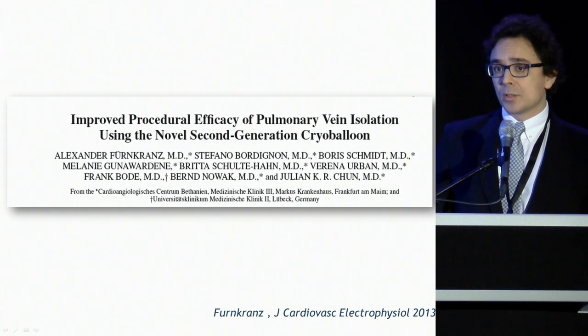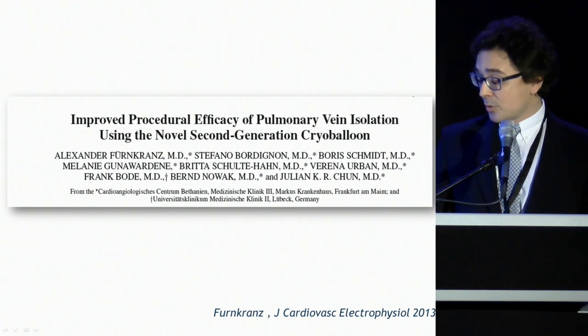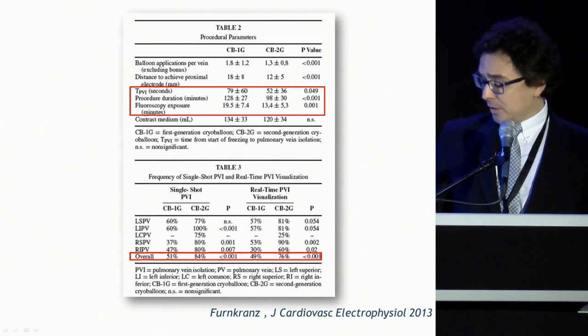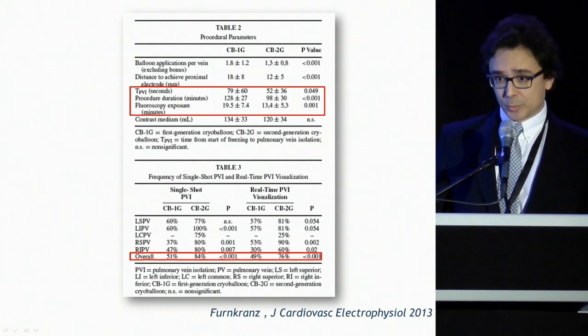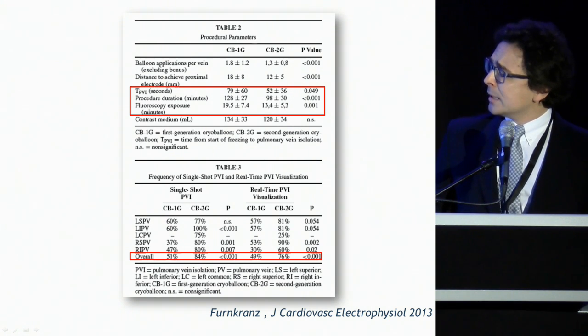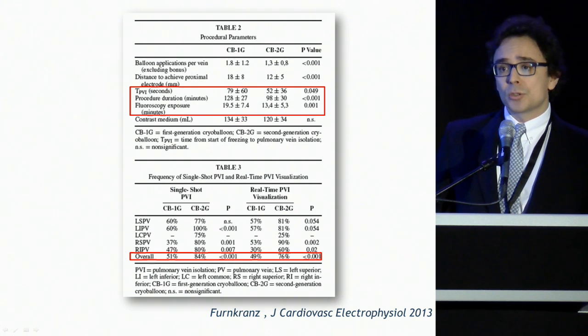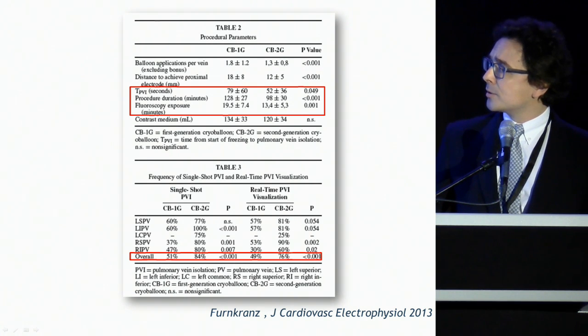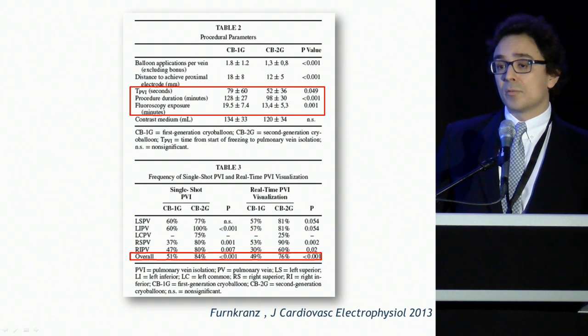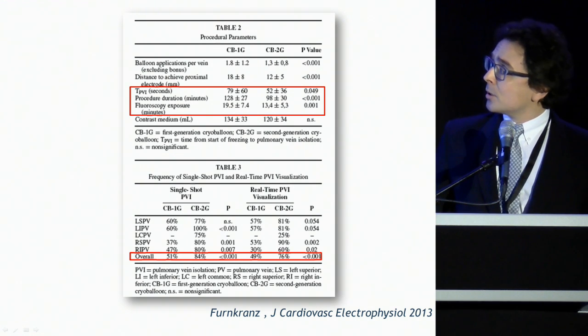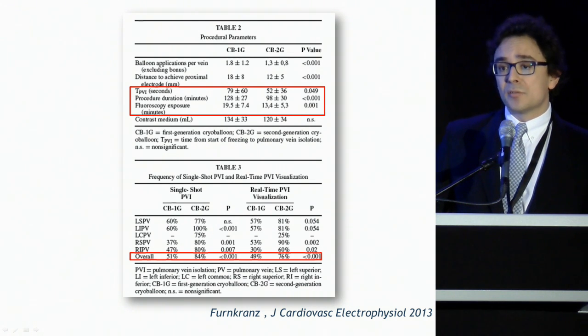So these were anatomical studies. What happens in human beings? Well, this was the first study which compared the outcomes between the first generation cryoballoon and the second generation cryoballoon. What immediately leaps to the eye is that the procedure duration was significantly shorter with the second generation cryoballoon, and this is a group from Frankfurt, which is a high volume center for this technology. The fluoroscopic exposure was also significantly lower, and the possibility of seeing real-time isolation was also much higher in the second generation balloon and occurred faster. The veins were being isolated faster with the second generation balloon because it's a more powerful tool.